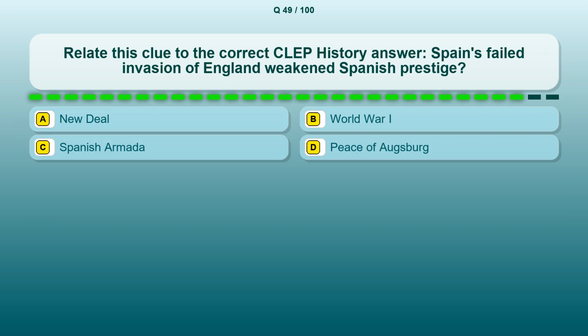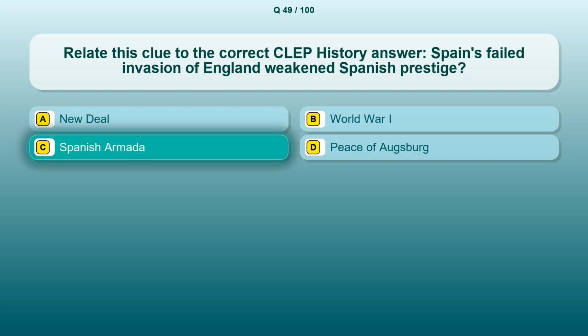Question 49. Relate this clue to the correct CLEP history answer. Spain's failed invasion of England weakened Spanish prestige? Option A, New Deal. Option B, World War I. Option C, Spanish Armada. Option D, Peace of Augsburg.